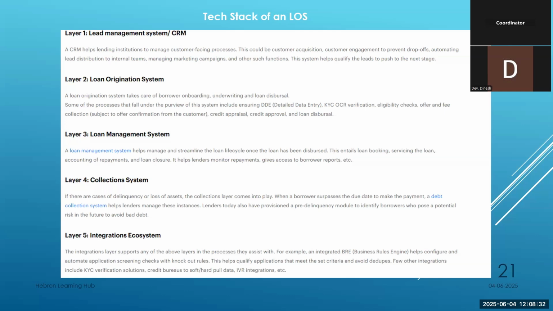Then there is the collection system and the loan management system. It helps manage the loan life cycle. After the loan has been disbursed, the loan management system also helps in collections, in statements, and in monitoring repayments. Everything is done in an integrated way, right? Through the loan originating system.